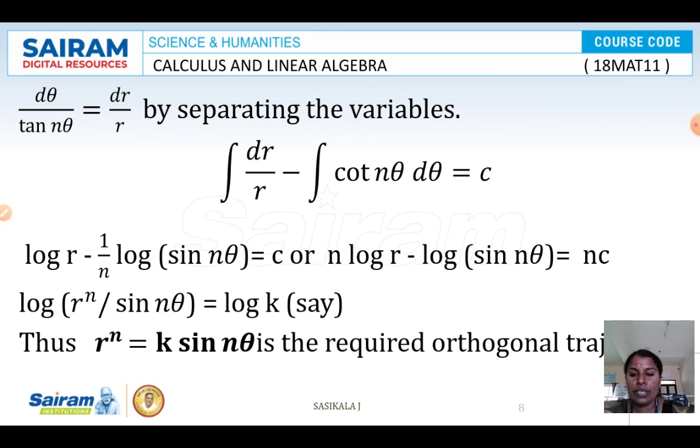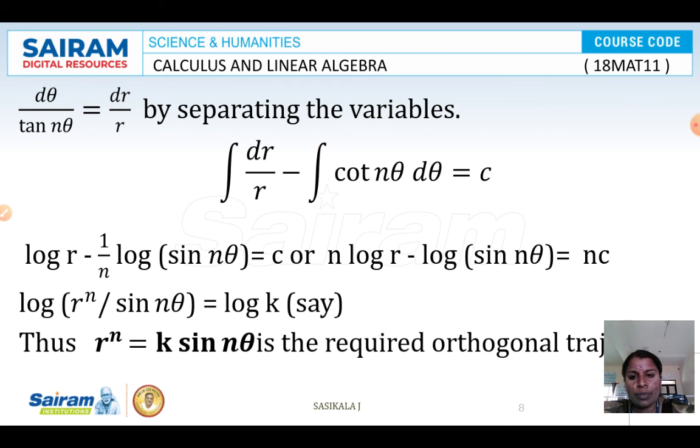Okay, so what you have to remember in orthogonal trajectories, both in Cartesian and the polar family: first thing, we need to eliminate the parameter. Then we find the differentiation, with respect to x if it is in Cartesian, and with respect to theta if it is in polar. Then we replace, if it is in Cartesian, dy by dx with minus dx by dy. If it is in polar family, we replace dr by d theta with minus r squared into d theta by dr.